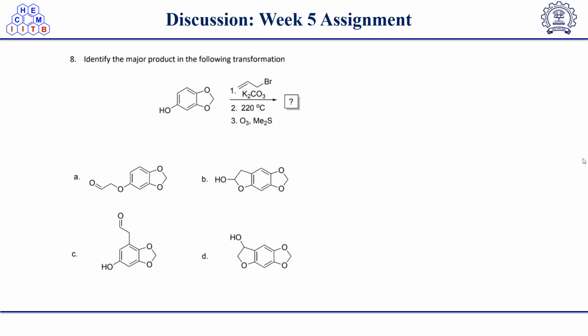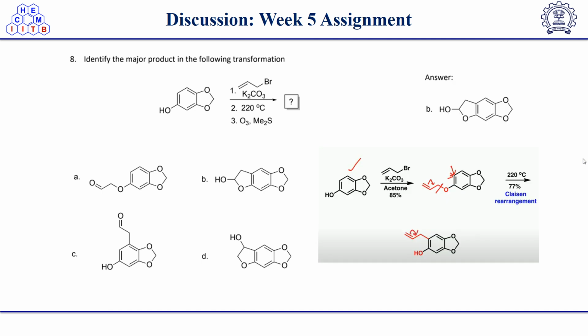Then we saw how this reaction is taking place. First alkylation, then 3,3 sigmatropic rearrangement, that is Claisen rearrangement, followed by ozonolysis to give the corresponding aldehyde and cyclization.